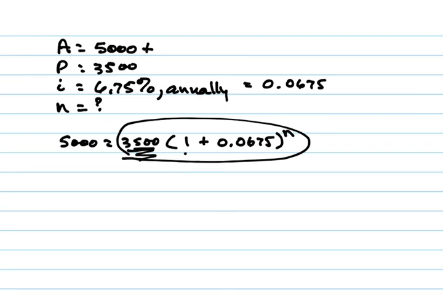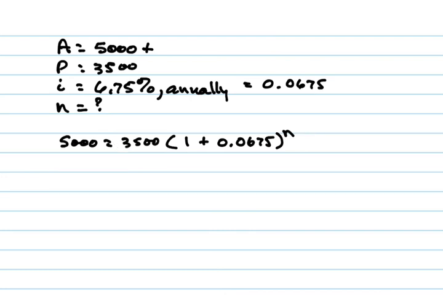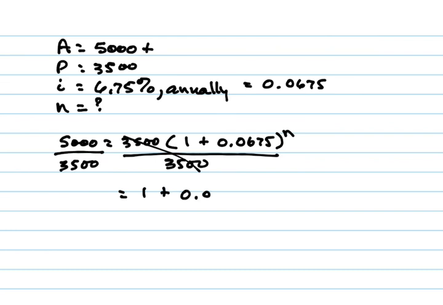The 3,500. So I can get it out of the way, and it will make your life easier. You don't have to technically, but it'll make your life a little easier if you do. So it's connected to that bracket with multiplication, so we'll take it apart using division. It'll divide away over there. Gives me 1 plus 0.0675 raised to the nth power.